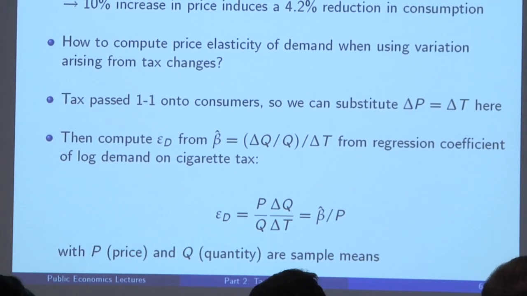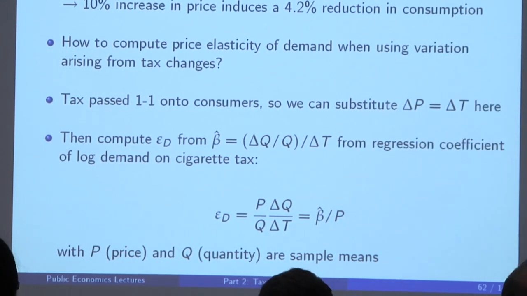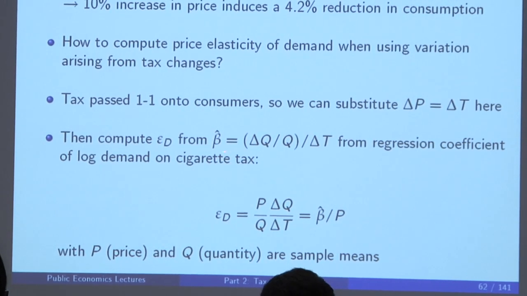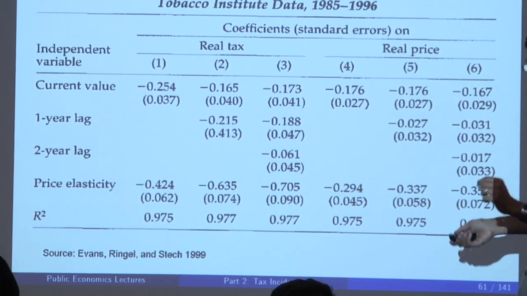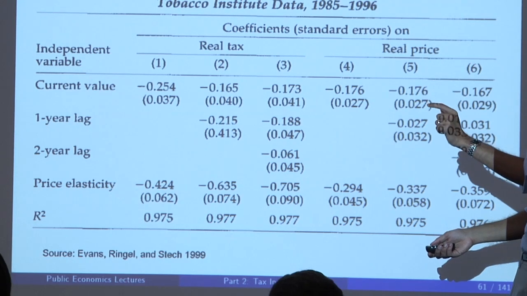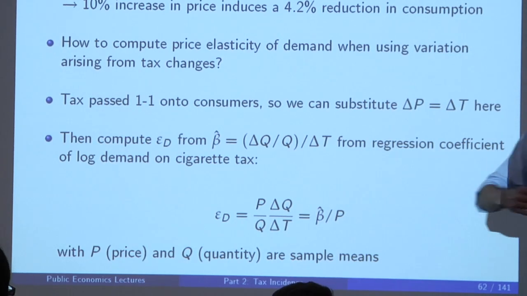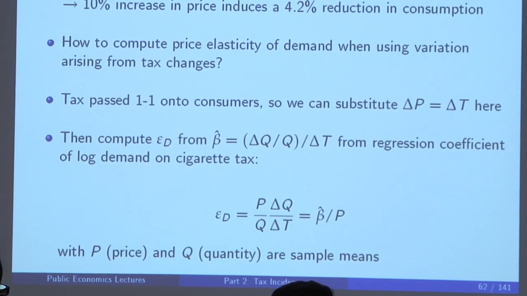And so it's trivial to estimate the elasticity. I know what delta Q over Q is from my regression. And so what is that coefficient beta here? It's delta Q over Q, the percentage variable on the left-hand side, the log, divided by delta T, right? So you're saying per dollar of change in the tax, by how many percent is cigarette consumption changing?